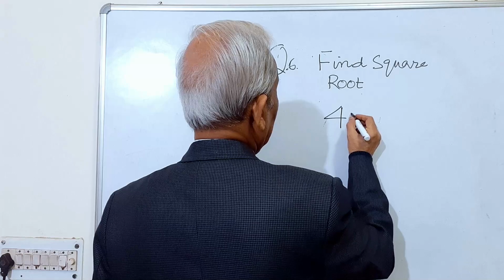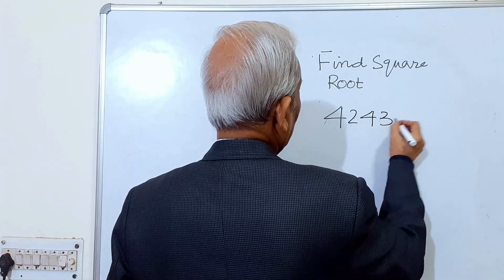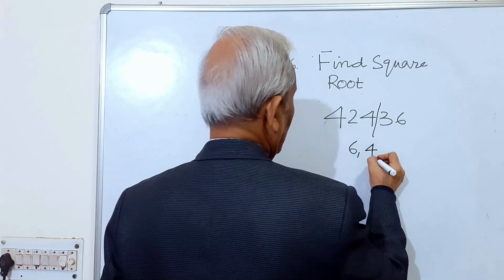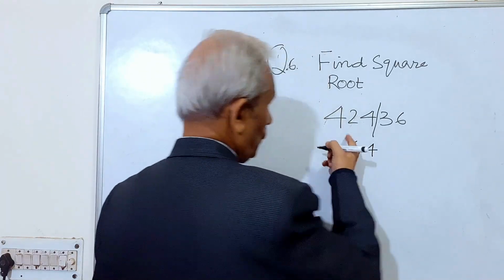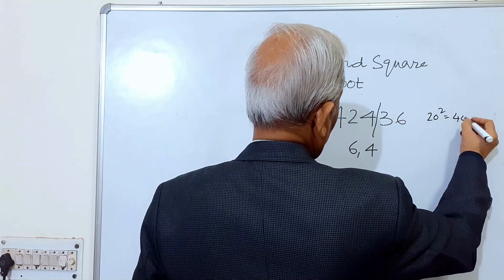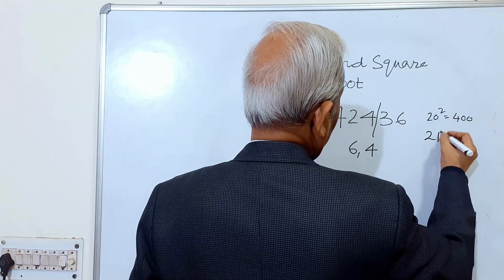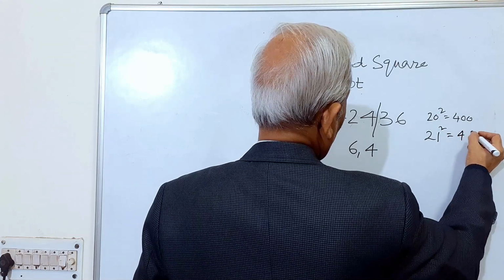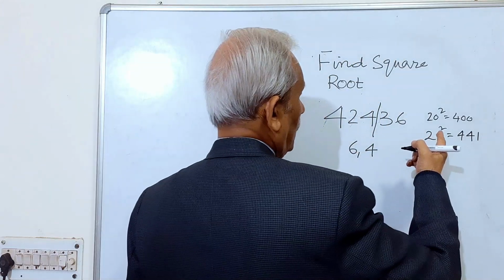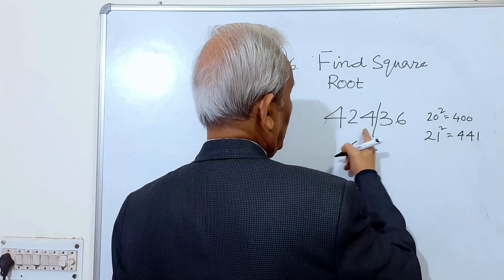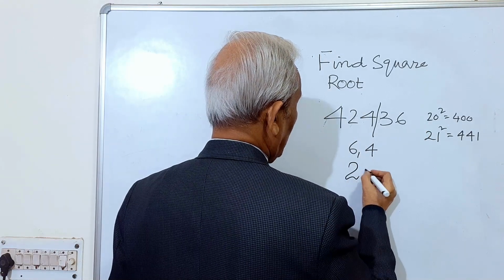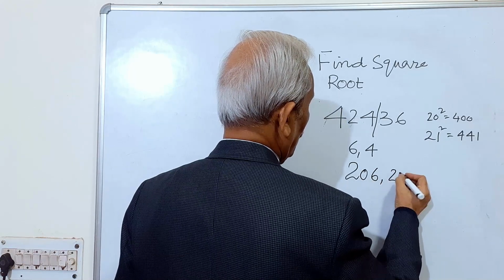42436. 2 digits here, either it will become 6 or it will become 4, right? Now 424: 20 square is 400 and 21 square is how much? 441, right? That means it cannot become 21, it will become 20. So either this will become 206 or it will become 204.